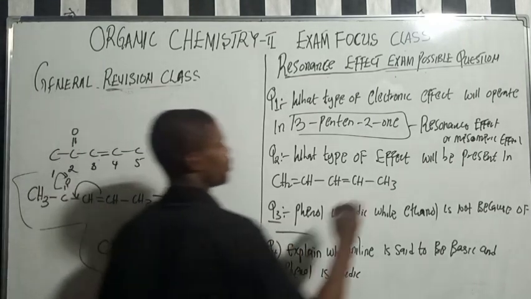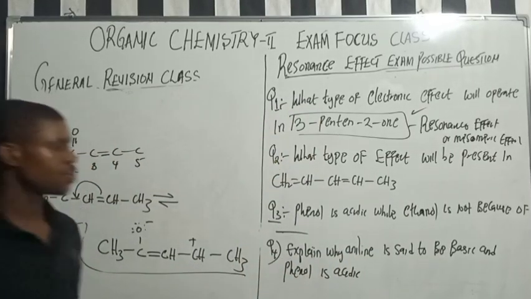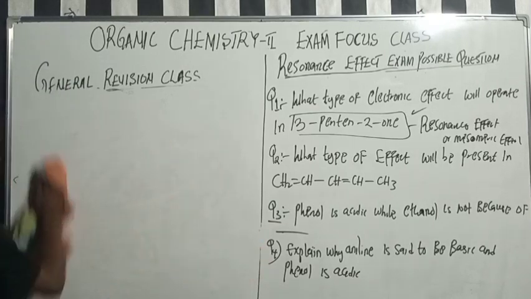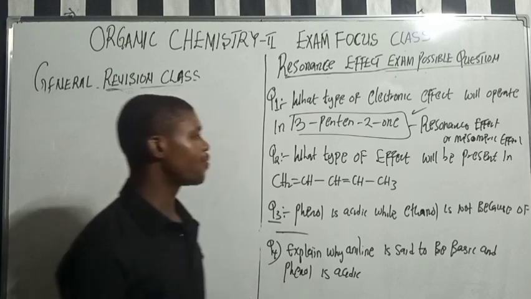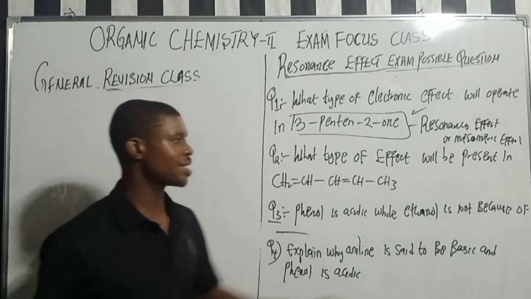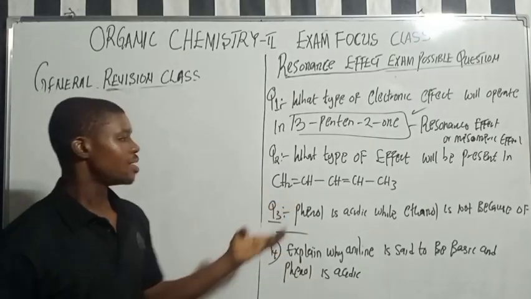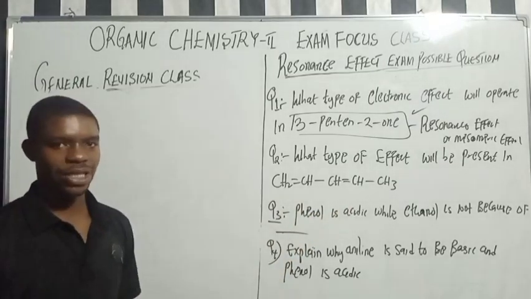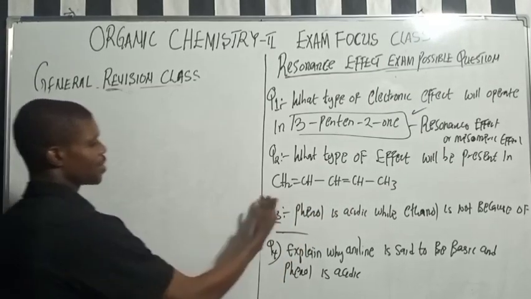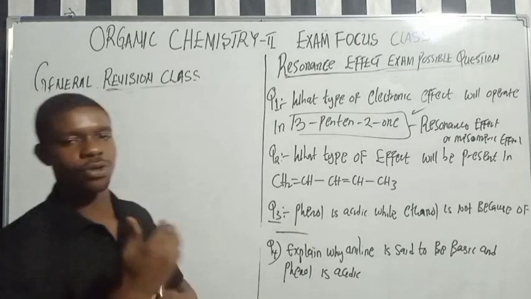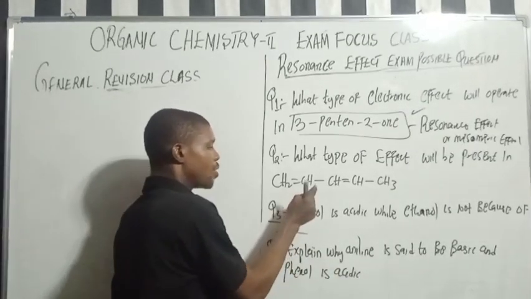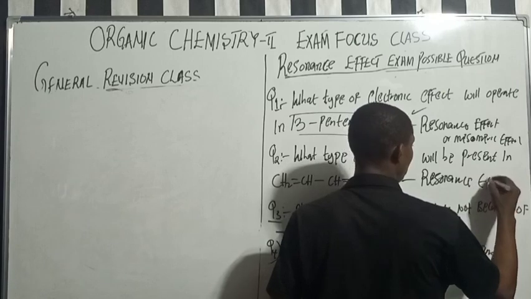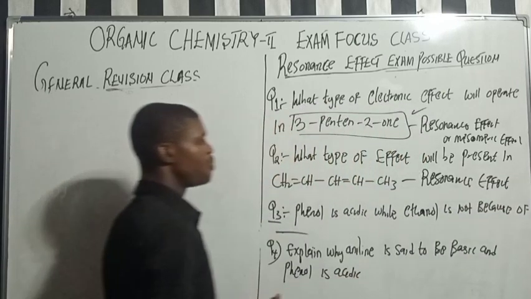So that is the first one. Let me look at the second one. Let's look at the second one here. What type of effect will operate in this one here? So this one is going to be resonance. Now, whenever I see 2 double bonds, you're going to have resonance structures. Do you get that? Now, you can draw resonance structures. Resonance is just like moving of the electrons, the pi electrons. Do you get that? So resonance effect will take place here, or mesomeric effect.